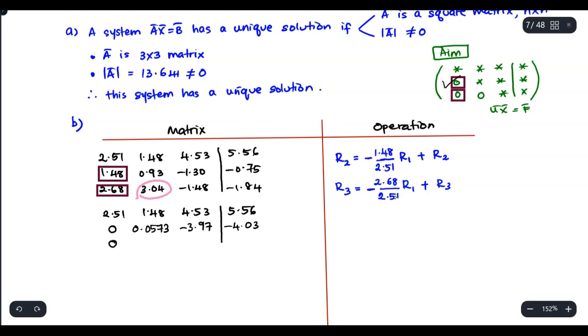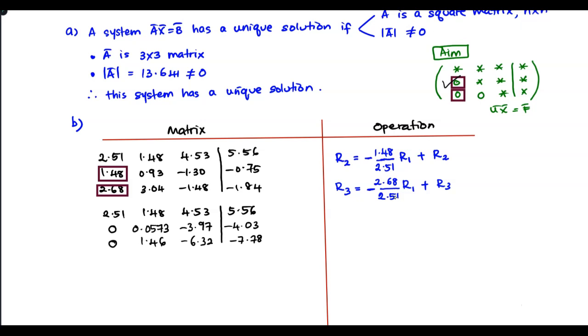3.04 here. You apply the same operation. So you are supposed to get 1.46 here, and then negative 6.32, then negative 7.78. Again, make sure you use 3 significant figures. Now we are okay with that one.